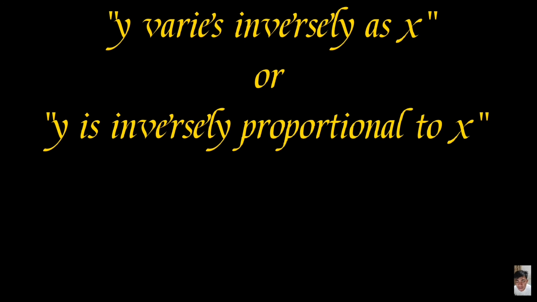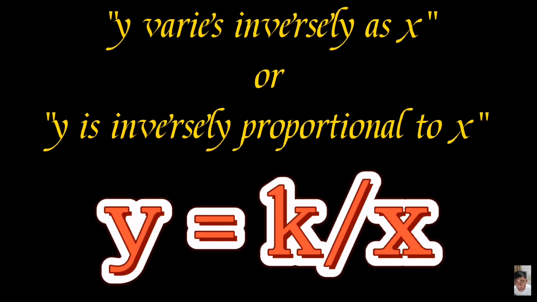So again, when we say y varies inversely as x, or y is inversely proportional to x, we write y equals k over x, where k is our constant of variation.